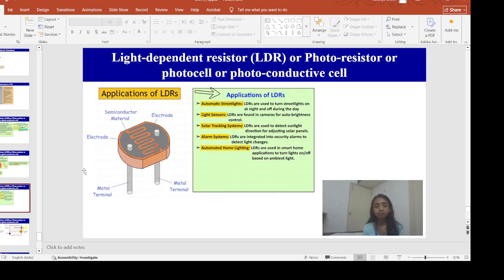Now, what are the applications of the LDR? This LDR can be used in automatic street lights, to turn the street lights on at night and off during the day. It is used as a light sensor. They are found in cameras for auto brightness control. They are used in solar tracking systems, to detect the sunlight direction for adjusting the solar panels. They are used in security alarms to detect light changes, and in automated home lighting.